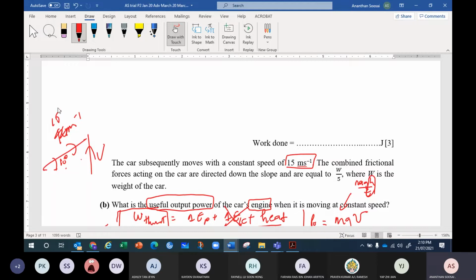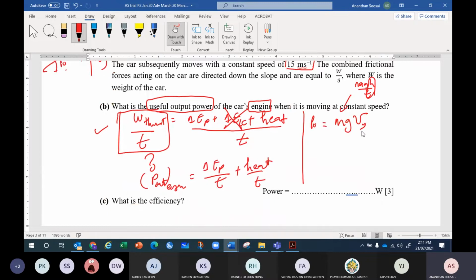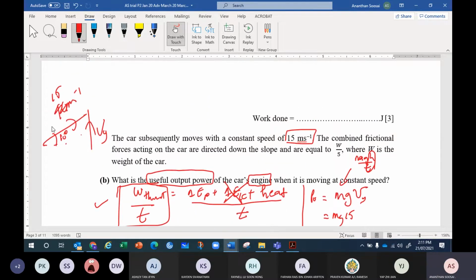The diagonal velocity is 15. Its vertical component, how much? The Vy. Vy is supposed to be used here. So mg times Vy, the vertical velocity, in this case mg times 15 sine 10 degrees.